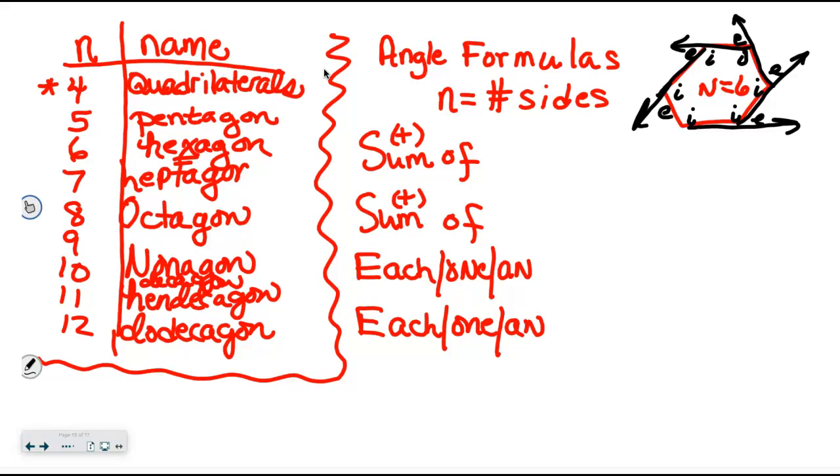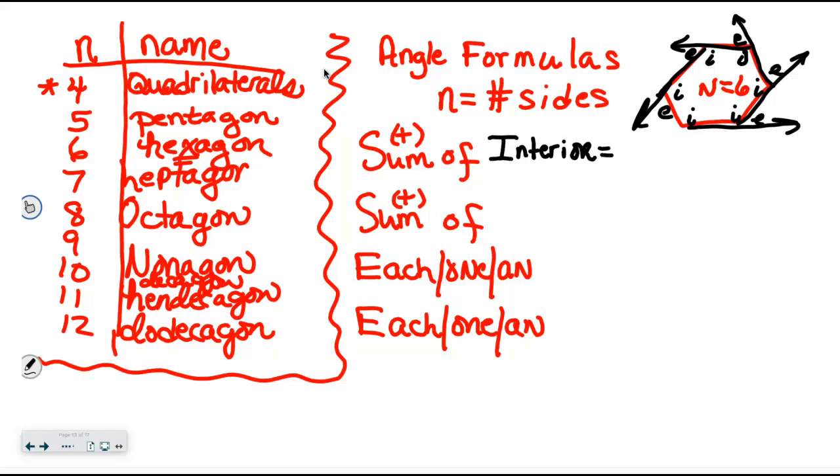Am I going too fast? Should I just slow down a little bit? I'll slow down a little bit, let you draw that out. Again, if n was 8, we'd have 8 interior, 8 exterior. So our first formula is for the sum of the interior angles. So we're inside and we're adding them all up.